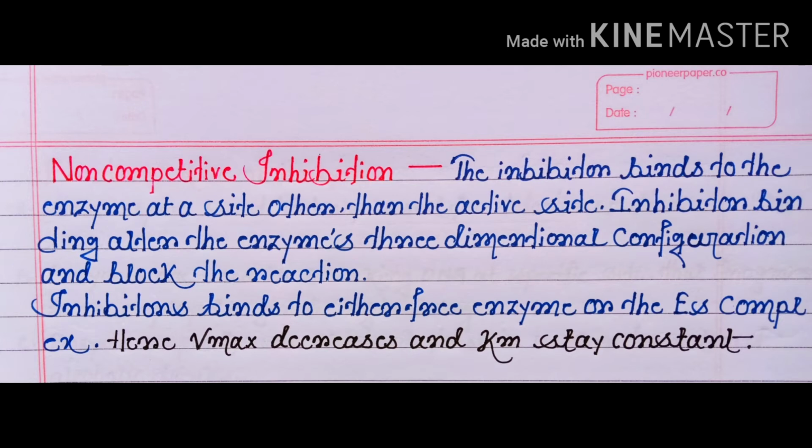Now let's talk about non-competitive inhibition. The inhibitor binds to the enzyme at a site other than the active site. Inhibitor binding alters the enzyme's three-dimensional configuration and blocks the reaction. Inhibitors bind to either the free enzyme or the enzyme substrate complex. Here the Vmax decreases and Km stays constant.